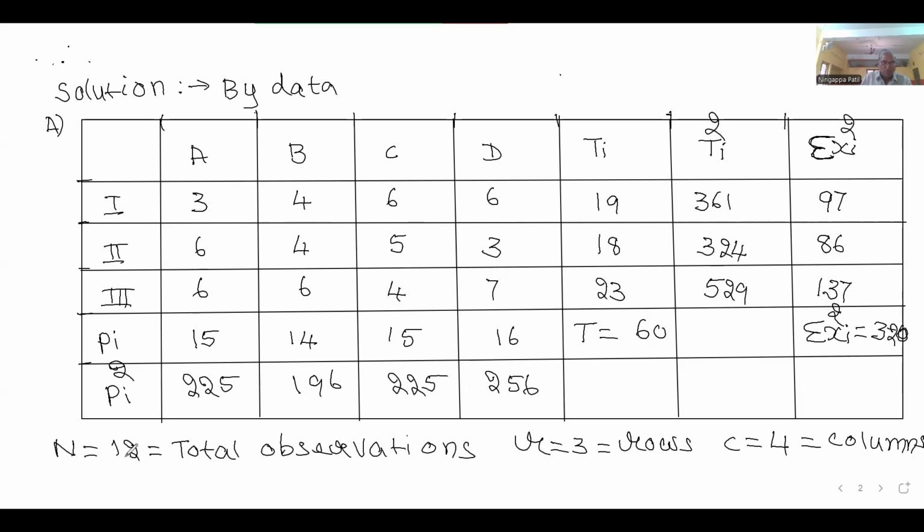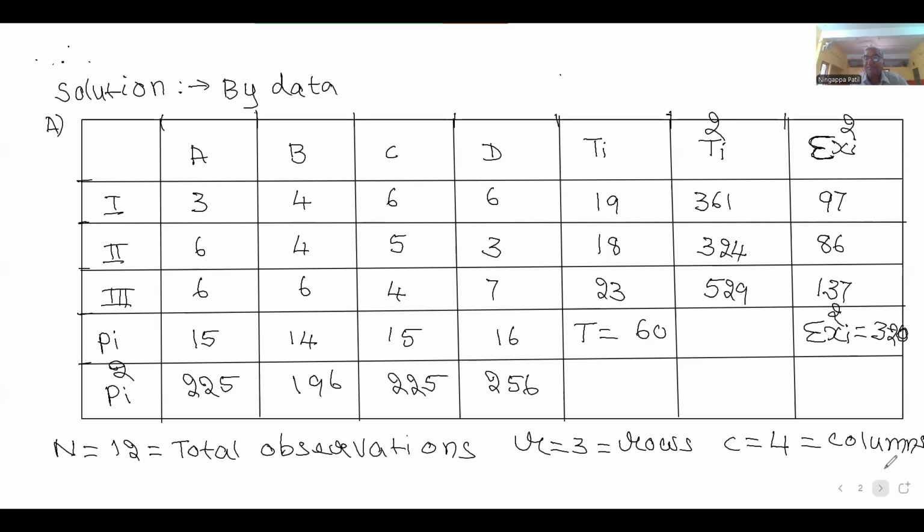Then you write capital N equal to. Look here my dear students, first row, second row, third row. 3 rows are there. And count the columns: 1 column, 2 column, 3 column, 4 column. 3 into 4, 12 total observations. And R equal to rows. Look here: first row, second row, third row. Then R equal to 3 rows. And columns, C equal to 4 columns: first column, second column, third column, fourth column. C equal to 4 columns.